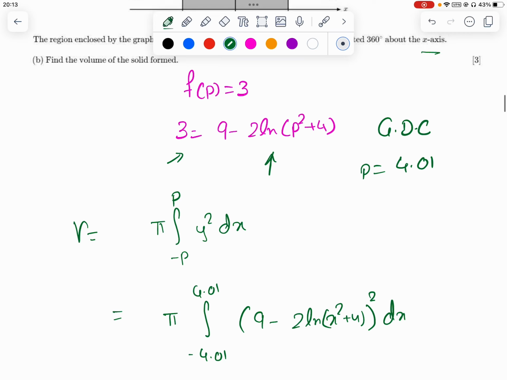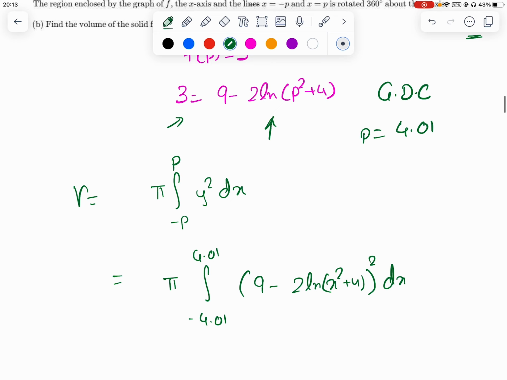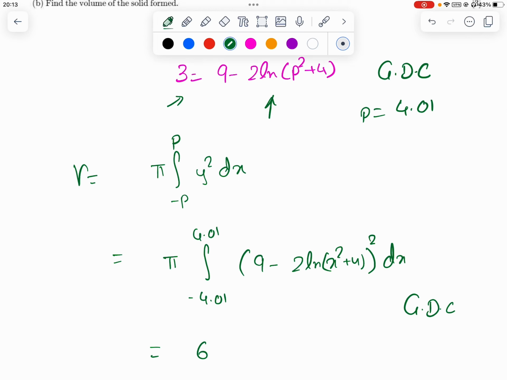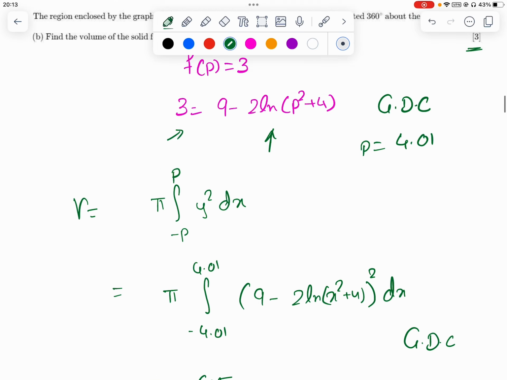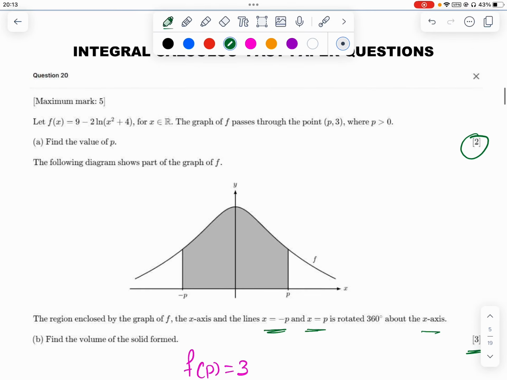Again, you can see the marks is only 3, so substitution or simplification by algebraic method is not required. Use GDC. You should be able to get the volume as 605. That's going to be the answer for question number 20.